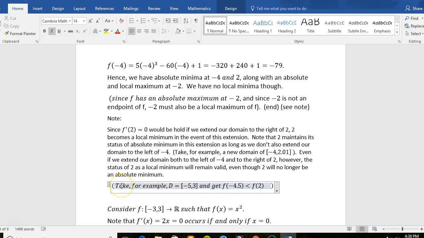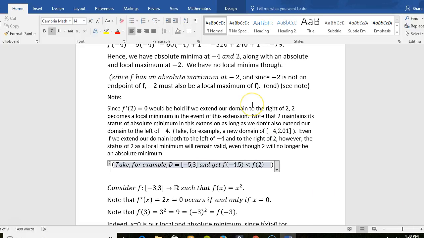Now I used something a little different. I extended out to -5, and just for show, I extended the right side out to 3, but that's not necessary. That was just overkill. But anyway, if you plug in f of -4.5, you'll get something less than -79. So f of -4.5 is less than f of 2. You've got to watch out when you extend. It's not the localness you endanger when you extend to the left, it's the absoluteness. So that's some good critical thinking for you.